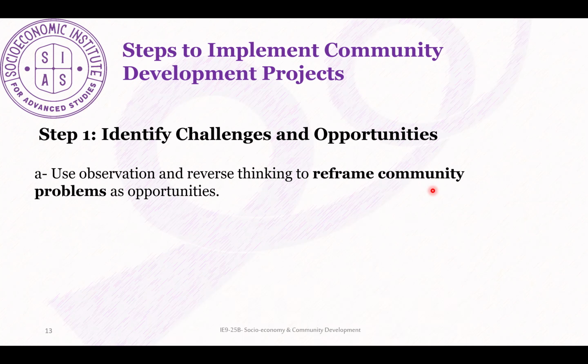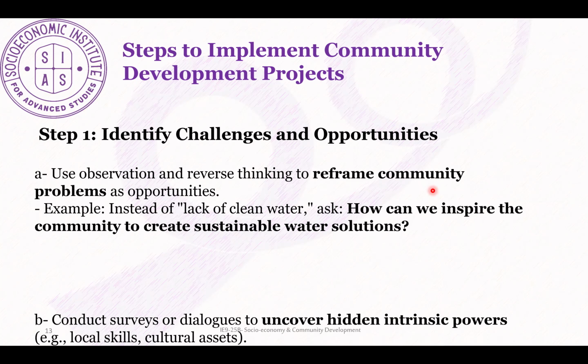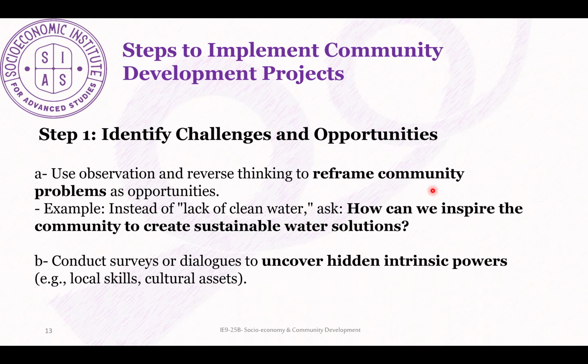So the first thing to help the community to develop is that we see their problems and then we start to reframe them. Once we start to reframe the problem, for example, instead of saying that the community has a lack of clean water, we can say, how can we inspire the community to create sustainable water solutions? So the sustainability of the water is more important than the clean water in the beginning. Then we talk about the clean water in the second point.